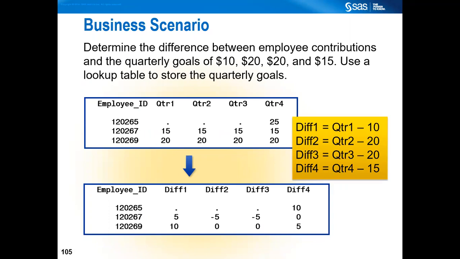It's telling us to determine the difference between employee contributions and the quarterly goals of the contributions. There is some goal in every quarter where the employee has to contribute this amount, less than this or more than this. So use a lookup table to store the quarterly goals.